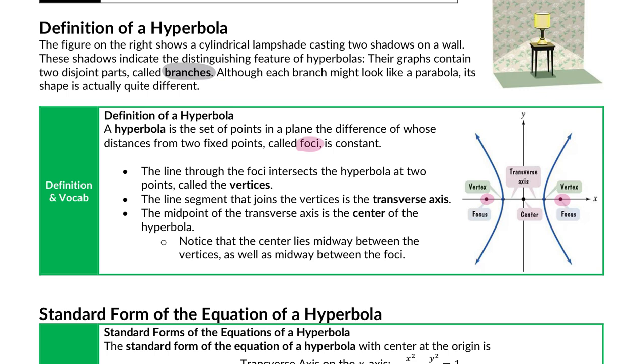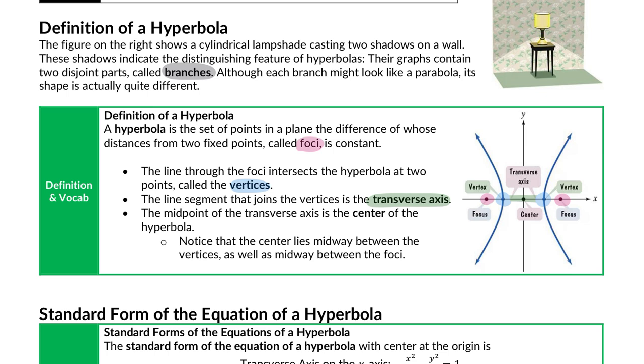The line through the foci intersects the hyperbola at 2 points, and those points are called the vertices. That has not changed. It is still part of the shape itself, like it was for an ellipse. The line segment that joins the vertices is no longer called the major axis. It is called the transverse axis. It is what connects the two vertices together. Notice that the transverse axis is not inside the branches. It's in between the branches.